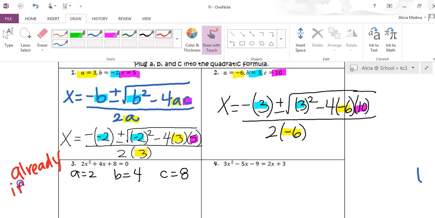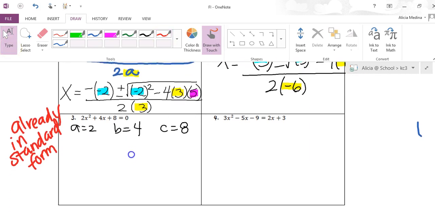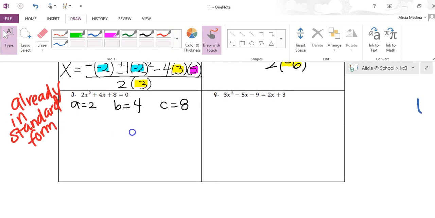So it's already in standard form. So I don't have to worry about moving anything over. So now I can just identify, already identified my A, B, and C. Now I can just go ahead and substitute what each variable is. Remember, this is my A, this is my B, and this is my C.